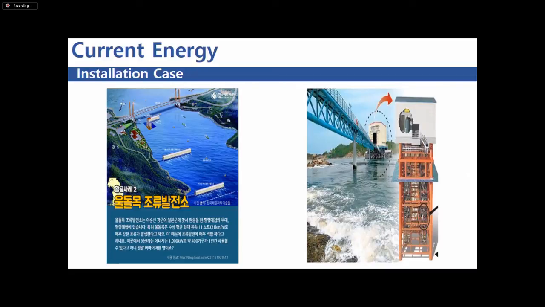Uldomok power plant is representative of current energy plants, and its current speed is 11 knots, making it very suitable for energy generation. And here's how it looks.